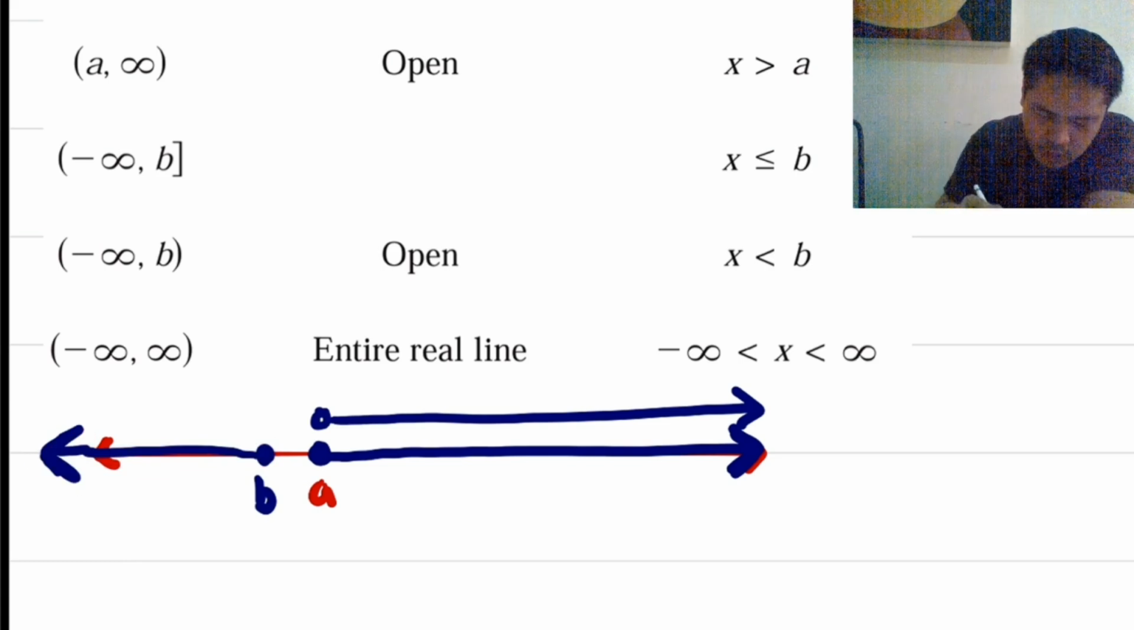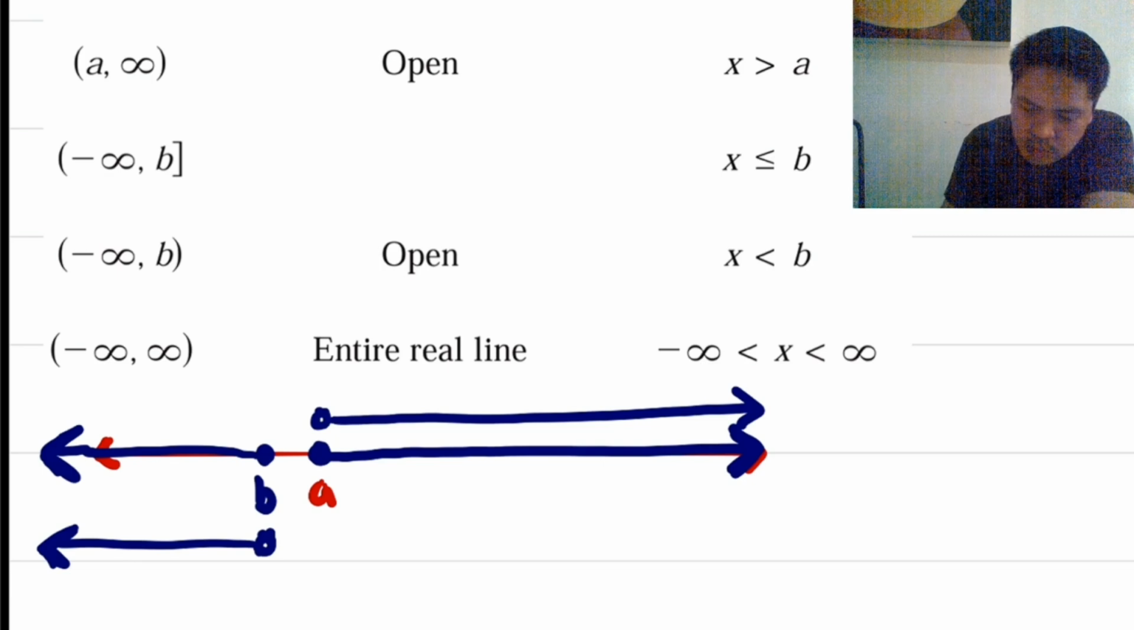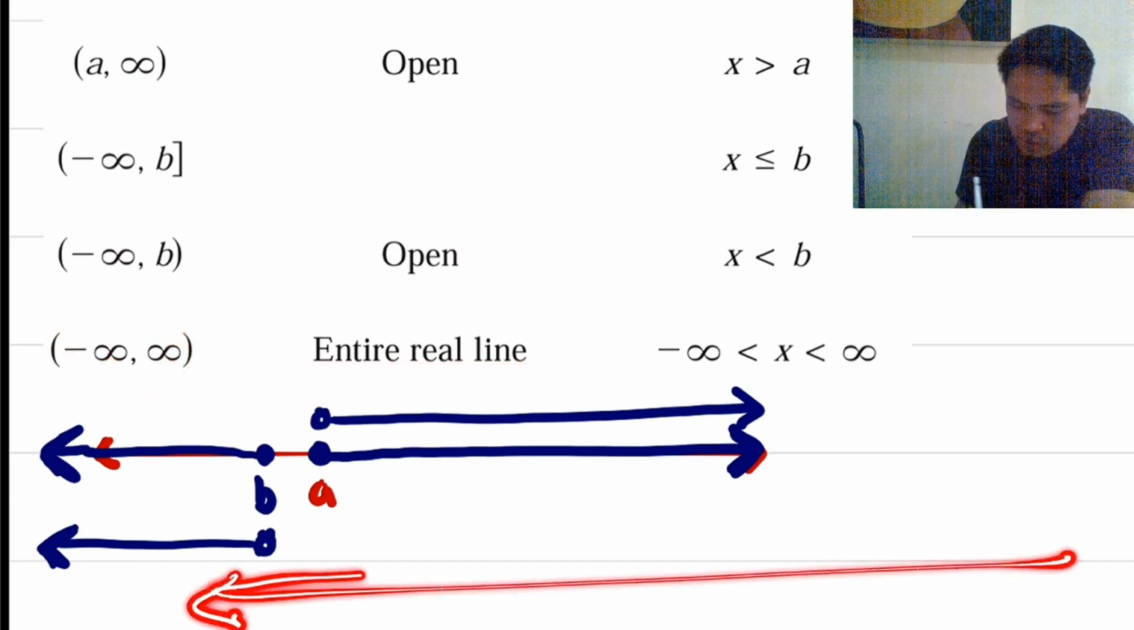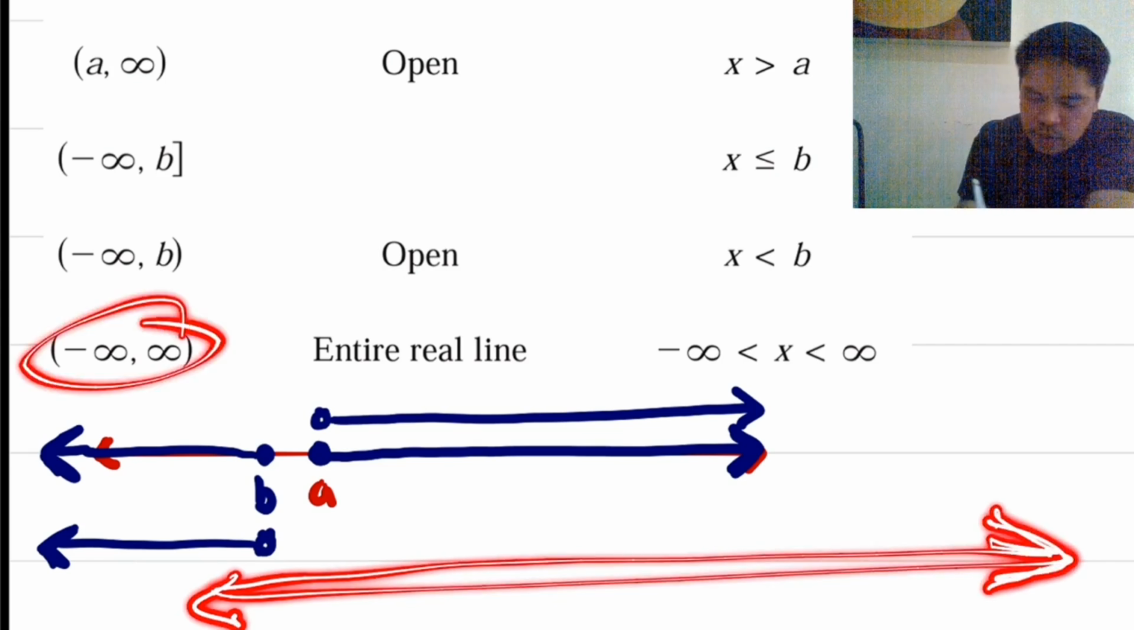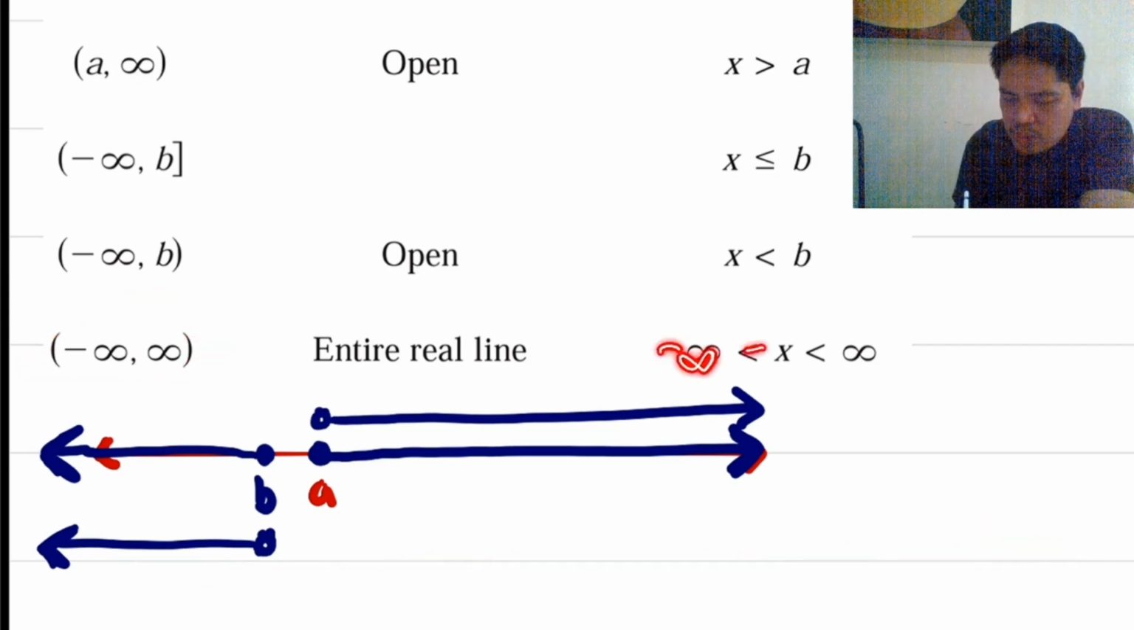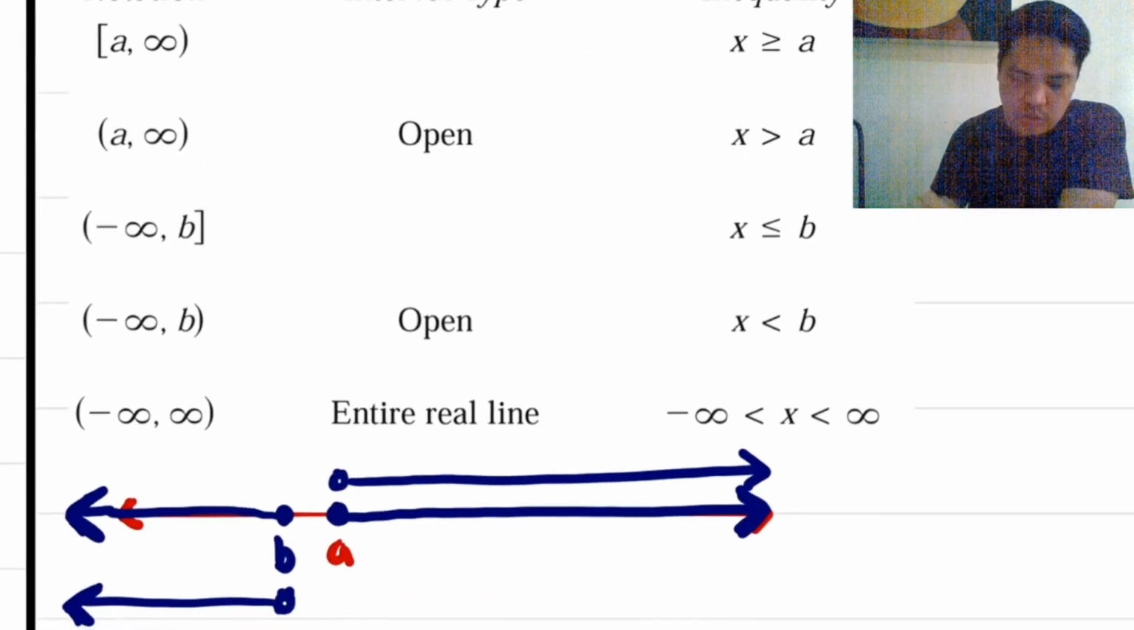Okay? Then, how about the next one? Okay, so next one, dili na included ang B. So, meaning, a number very close to B lang, i-open lang natin dyan siya. To the left. So, meaning, all numbers that are less than B. Ayan na. So, from negative infinity to positive infinity, that is the entire real number line. So, negative infinity is less than x, which is less than positive infinity. So, ganun lang siya.